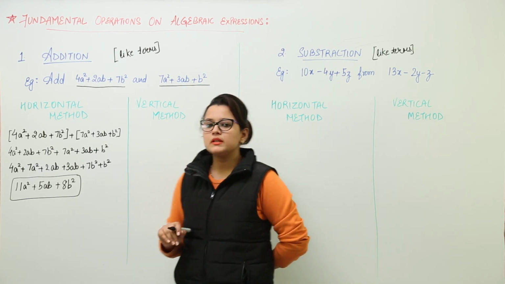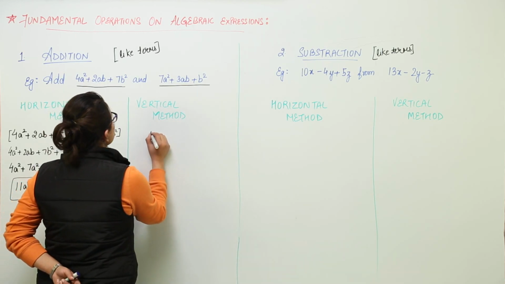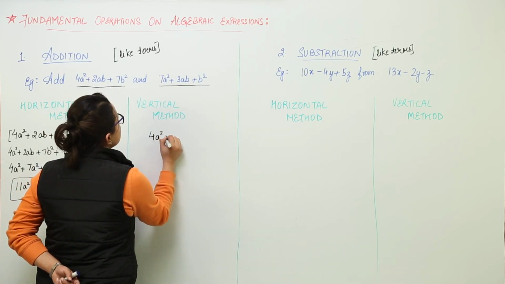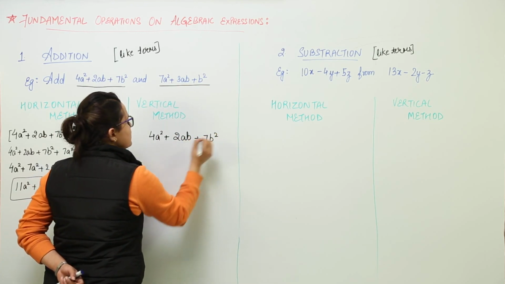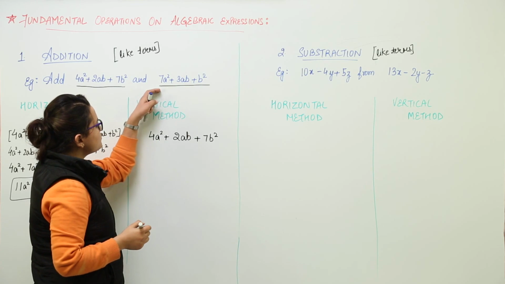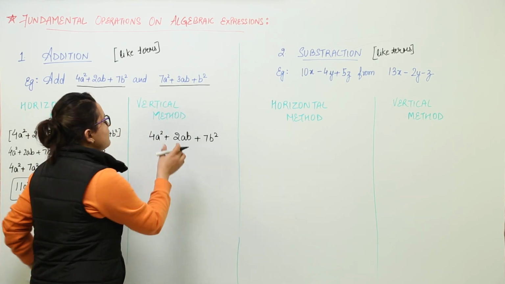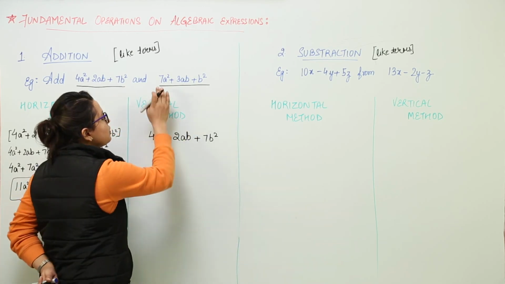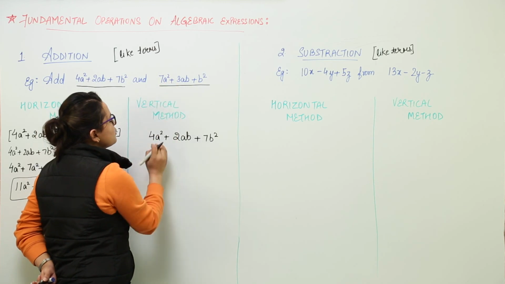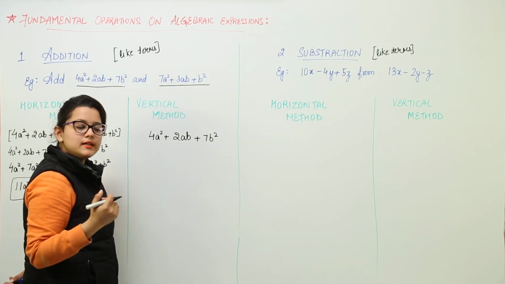What is the vertical method? In vertical method, we represent the expression in vertical format. That means we'll write the first expression and the next expression will be written below that. That will make a vertical format. Now when you are writing the next expression below the other expression, make sure you are writing the same term below the same term, right? You are writing the like terms below the like terms only.